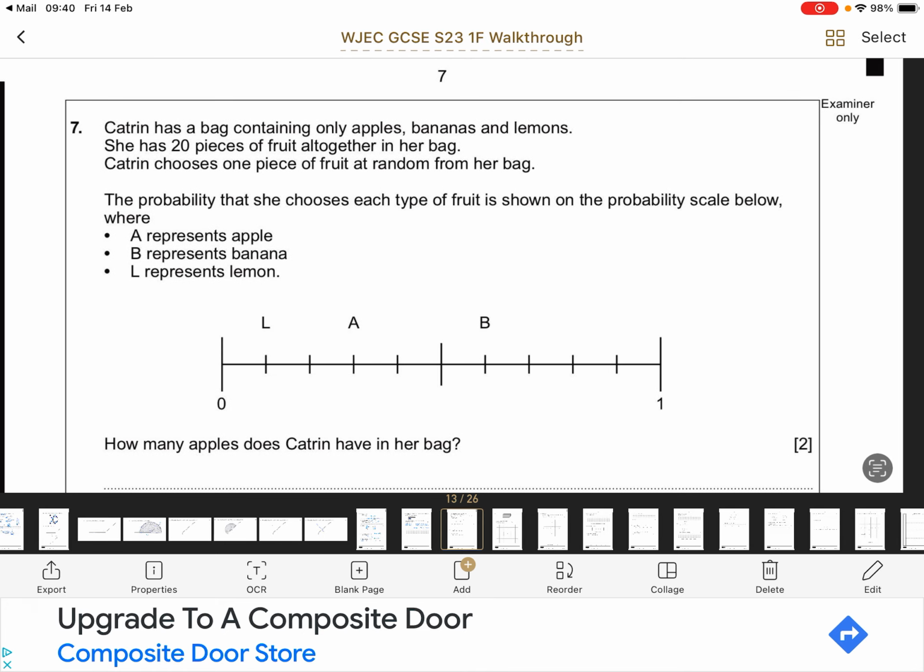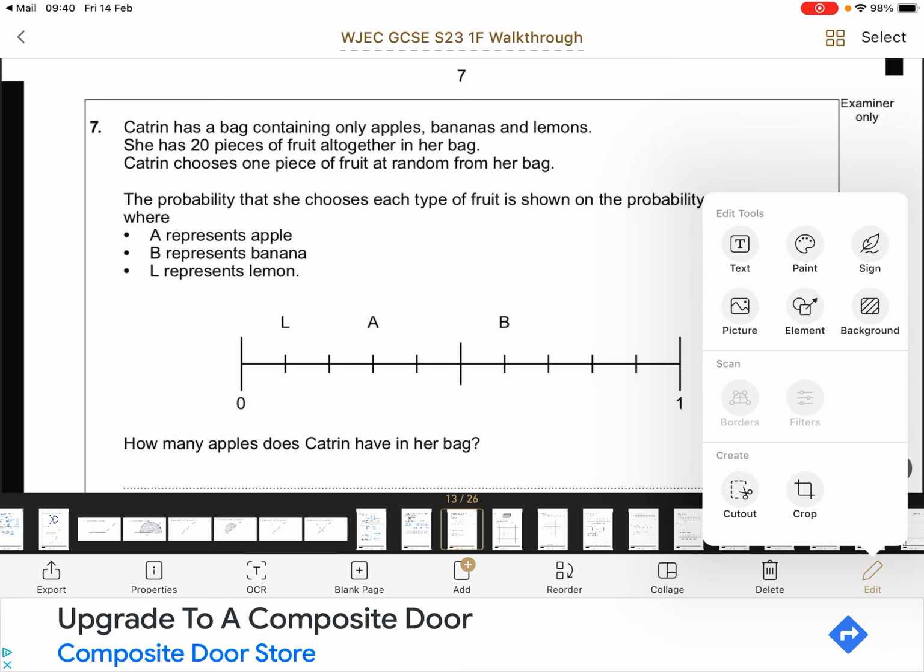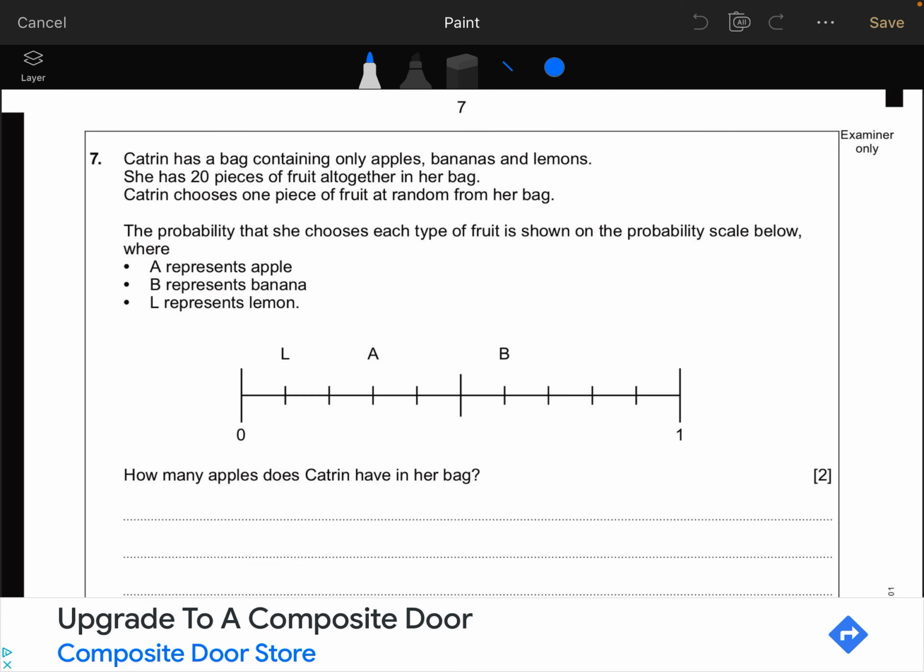So this is question 7. Catherine has a bag containing only apples, bananas and lemons. She has 20 pieces of fruit altogether in her bag. Catherine chooses one piece of fruit at random from her bag. The probability that she chooses each type of fruit is shown on the probability scale below. So we've got apples here, we've got bananas here, and we've got lemons here.